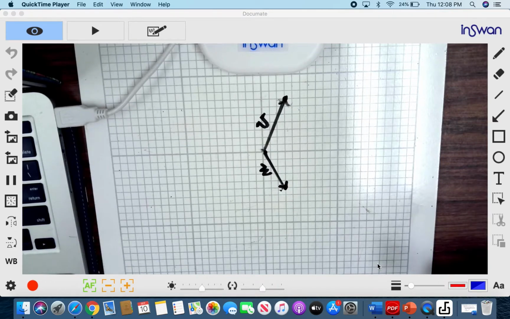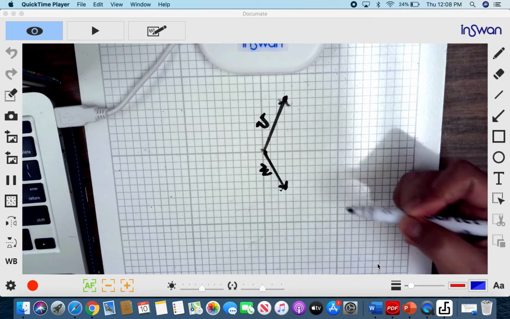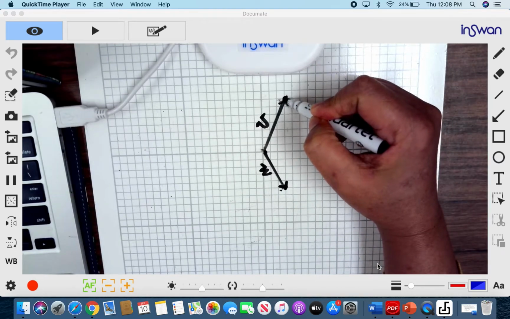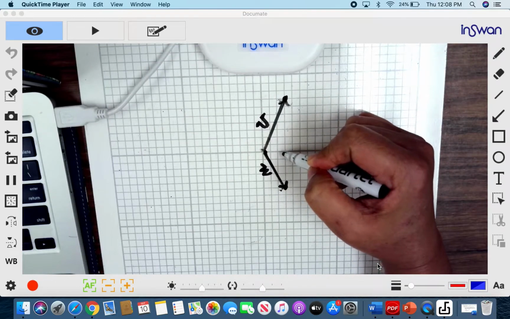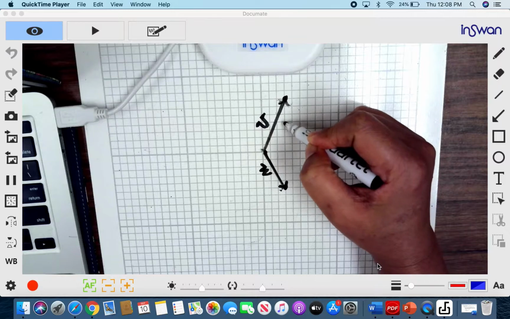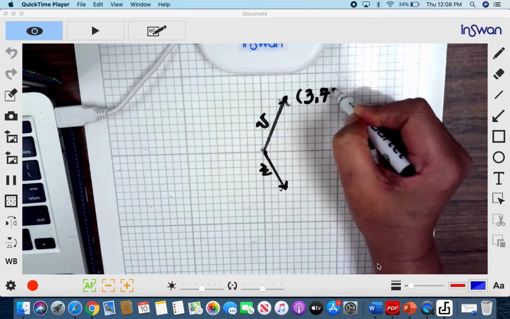Operations on vectors using the graph. So let's say you have this graph. The first thing that you will do is to find the coordinates of the end of our vectors here. So the coordinates of this would be 1, 2, 3, 1, 2, 3, 4, 5, 6, 7. So that's 3 and 7.